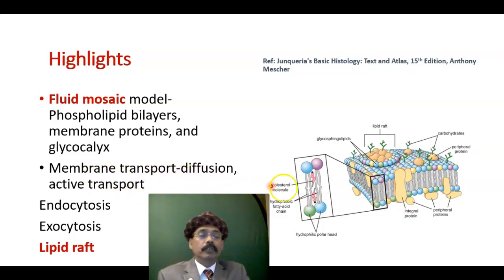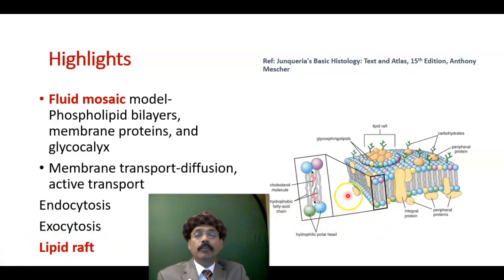Membrane transport is an important part: diffusion, active transport, and endocytosis, something getting inside the cell. It may be phagocytosis, just macromolecules, or maybe water, that is pinocytosis, or maybe a surface receptor on the cell membrane that is internalized, that is also one type of endocytosis.